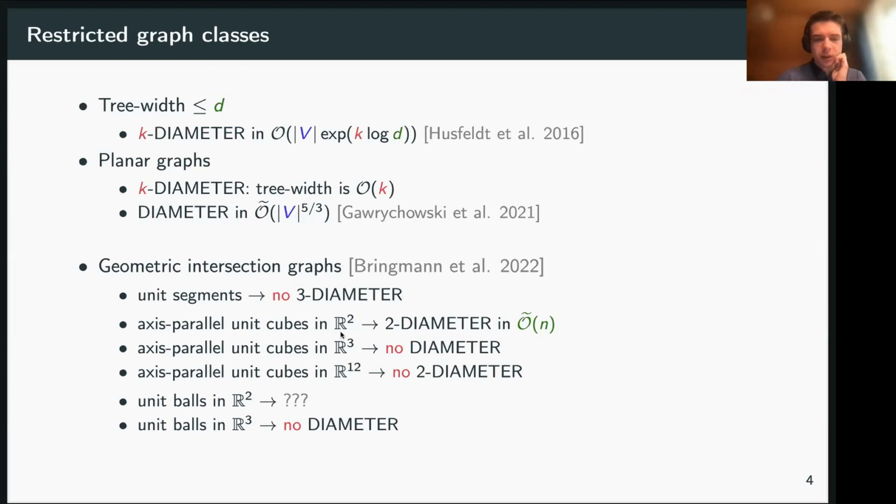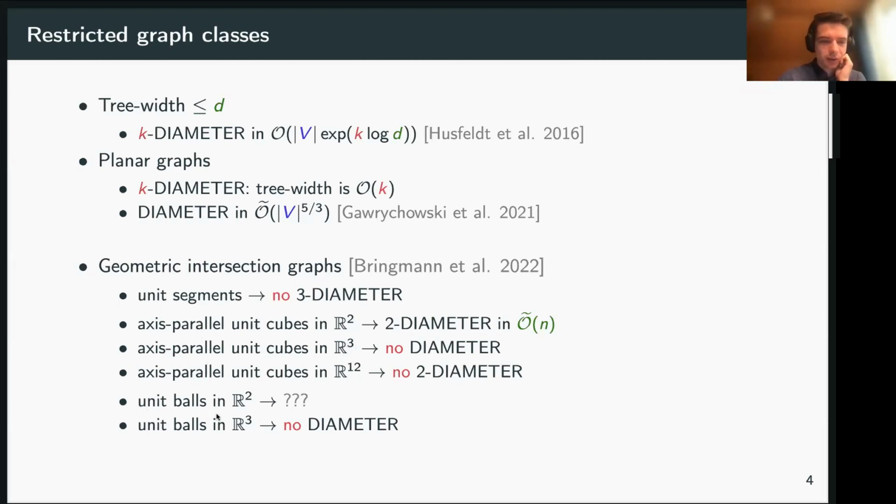But if we go into higher dimensions, then already for 3 dimensions we cannot compute the diameter in subquadratic time. And they also proved that if we have 12 dimensions, then there is no 2-approximation diameter algorithm. So it's an even stronger result, because in 3-dimensional space we don't know, maybe we can have some algorithm with polynomial dependence on the diameter length, for example.